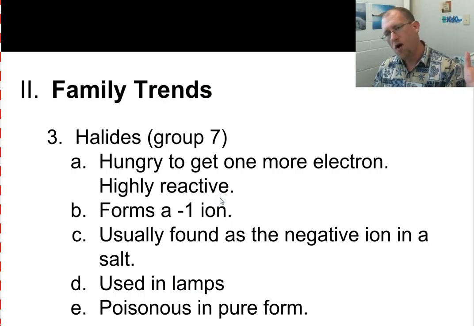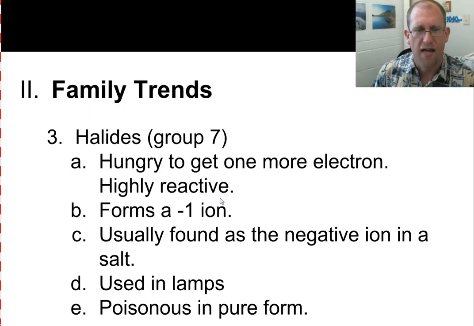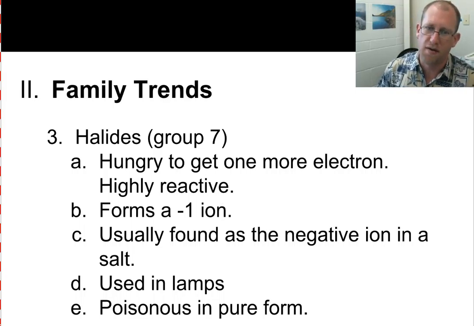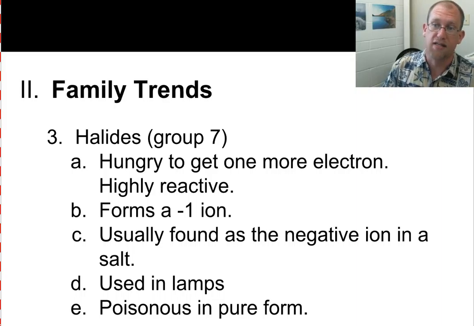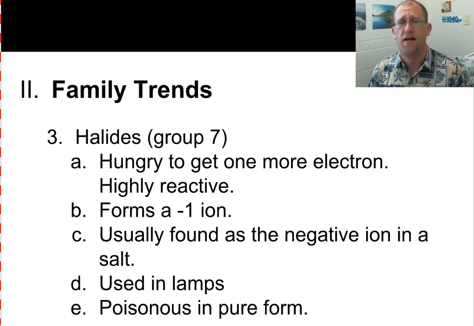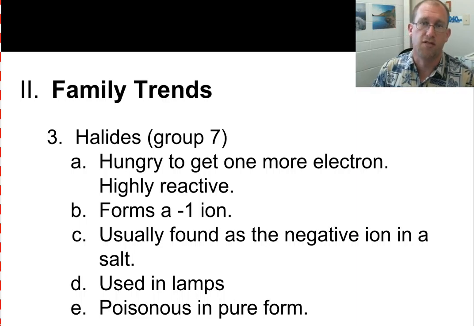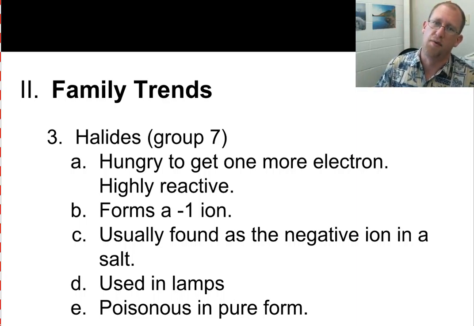Halides, group 7, going all the way to the other end of the table. Halides are hungry to get one more electron, so they're very, very reactive. This is the most reactive group on the table. They form a -1 ion. They suck up one more electron and become -1. They're usually found as the negative part of a salt, which is where you're going to run into these. Sodium chloride is the common example.